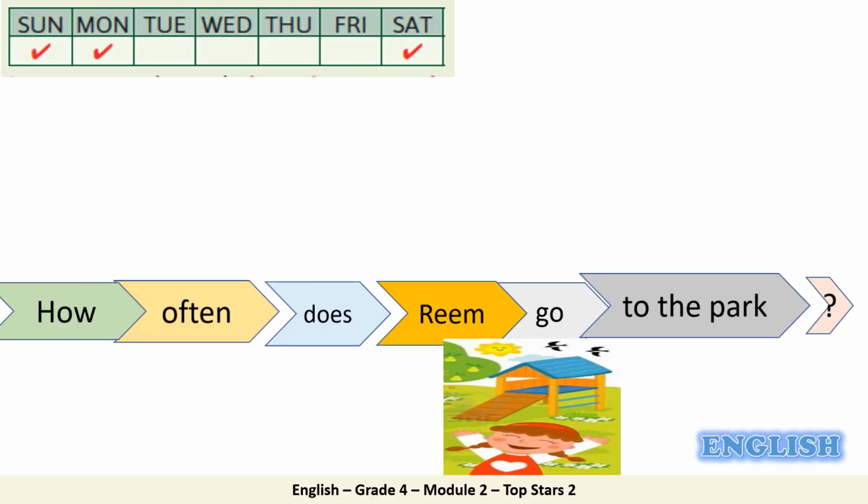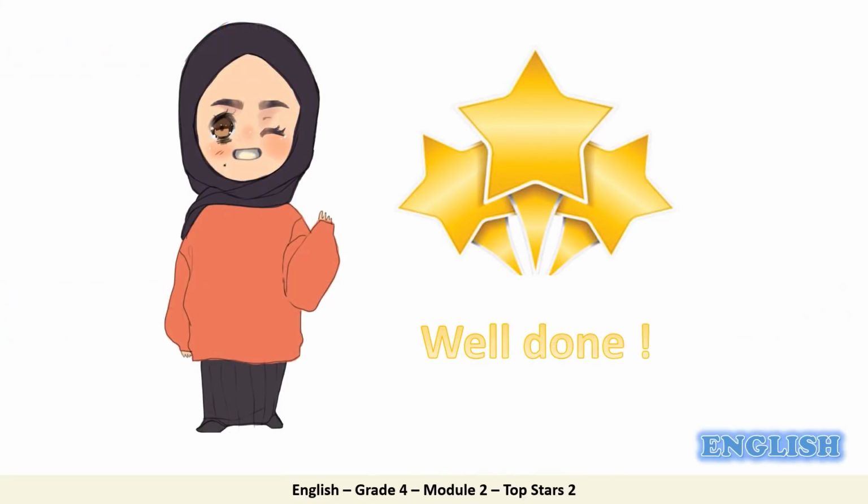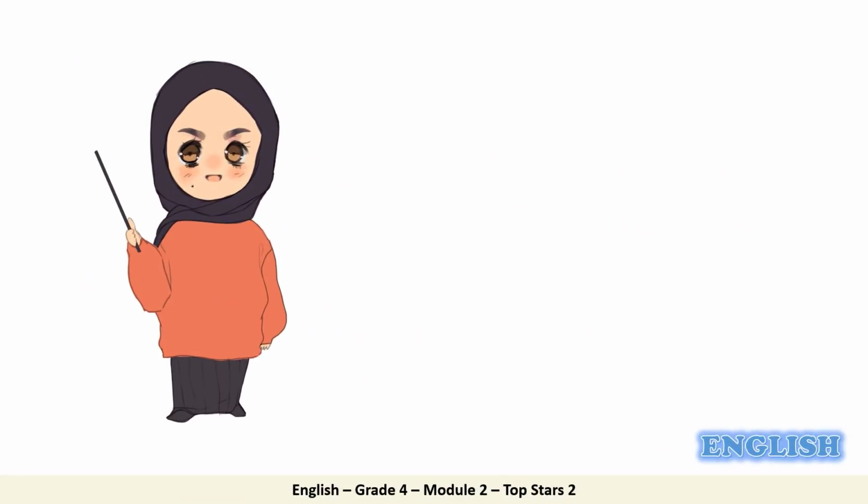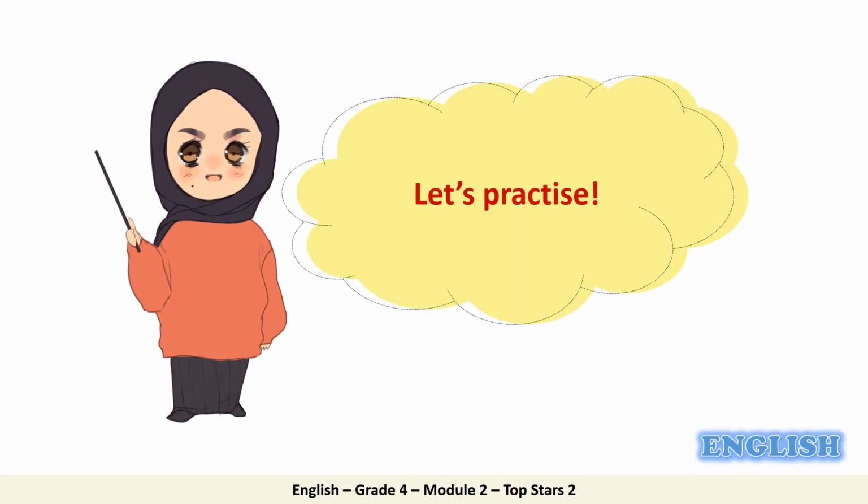Look at the charts. We have a tick on Sunday, Monday, and Saturday. So the answer will be: she goes to the park 3 times a week. Excellent. Well done, everyone. I know you could do it. Now let's practice from our book.